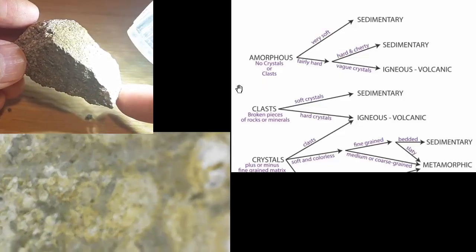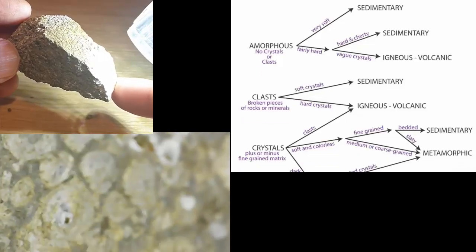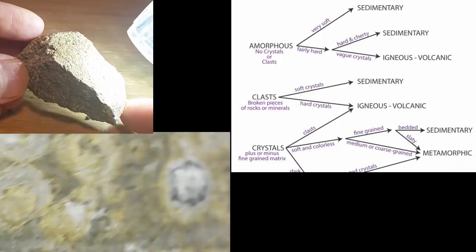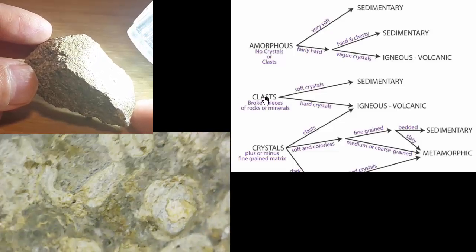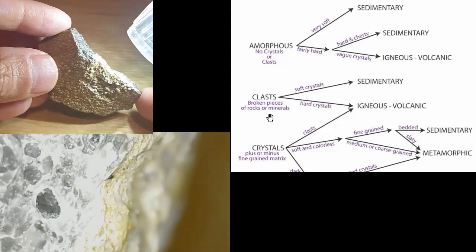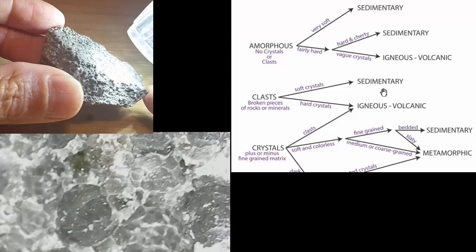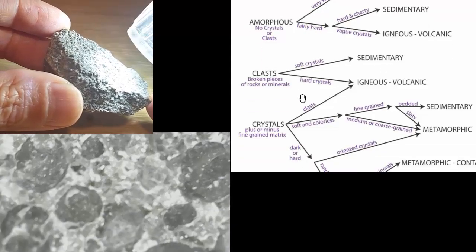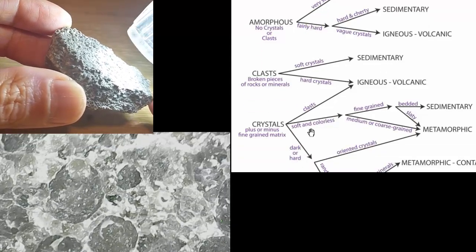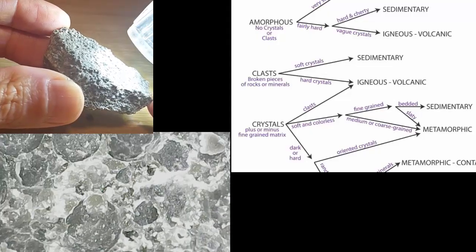But as I've said in some previous videos, you have to break rocks apart to see what's on the inside because there's always weathering on the outside. And so you can see lots of little broken pieces, rocks or minerals, and they're quite soft because they fall apart and they don't scratch. So they're sedimentary. If you could see crystals, I think you'd still get to sedimentary quite safely.